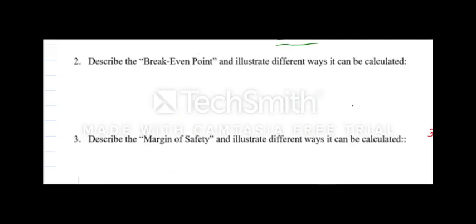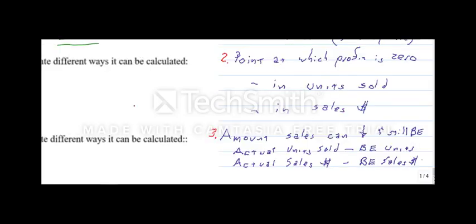Next, we're going to move down to question 2 on the quiz, which talks about the break-even point. The break-even point is the place where you break even. You don't make money, you don't lose any money. It's the point at which profit is zero. We can describe this as units sold. How many units do we have to sell in order to break even? Or we can talk about it in the form of sales dollars. What do our sales dollars have to be in order for us to break even?